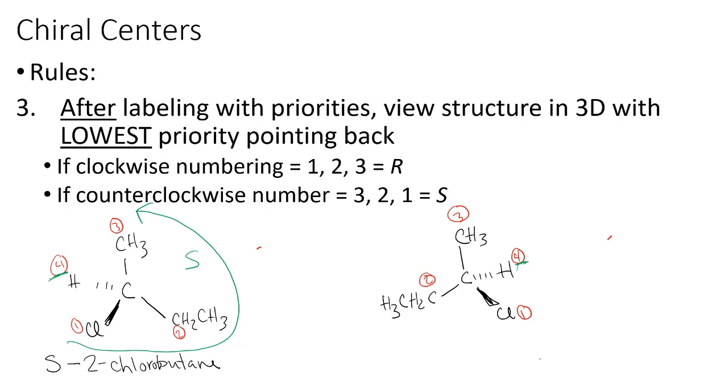So now I'm going to pay attention to my 1, 2, and 3. Starting with my 1 up to 1, 2, and 3. You will see now that they are in a clockwise numbering order. As I go from 1 to 2 to 3, it is in a clockwise fashion. So this is my R designation. So the way that I would name this structure is it's going to be R-2-chlorobutane.